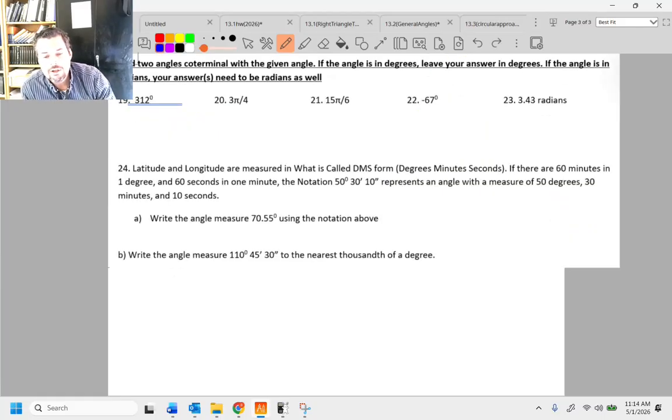Find 2 angles coterminal with the given angle. If the angle is in degrees, leave your answer in degrees. If the angle is in radians, your answer needs to be in radians as well. So a 312-degree angle would look something like this.